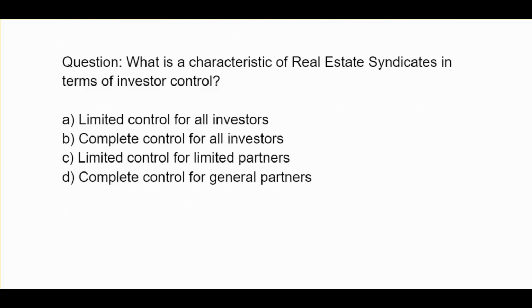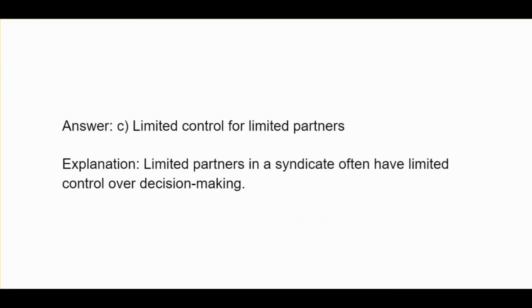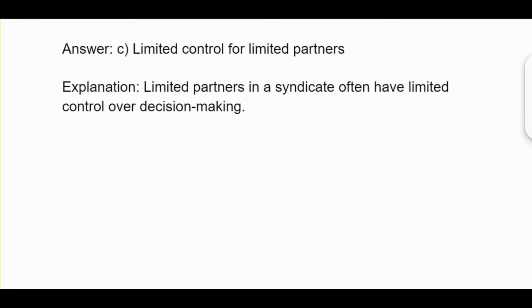What is the characteristic of a real estate syndicate in terms of investor control? A, limited control for all investors. B, complete control for all investors. C, limited control for limited partners. D, complete control for general partners. C, limited control for limited partners. Limited partners in a syndicate often have limited control over decision making.